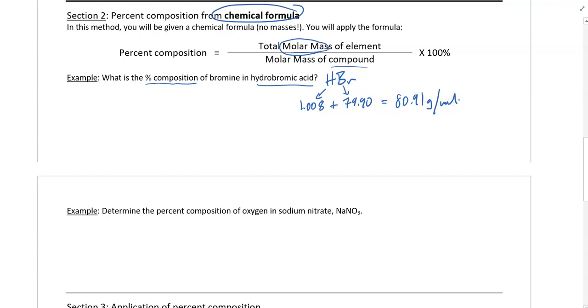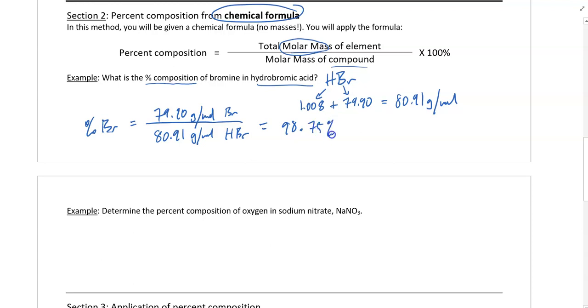So what's the percent composition in this case? It's just bromine, percent Br. That's equal to 79.90 grams per mole Br, right? This time again, we're not just doing grams, we have to be doing this in molar mass. Divided by the total molar mass, which we just figured out a minute ago, is 80.91 grams per mole of HBr. And then we can do a little bit of math. The percent that is bromine will end up being 98.75%.